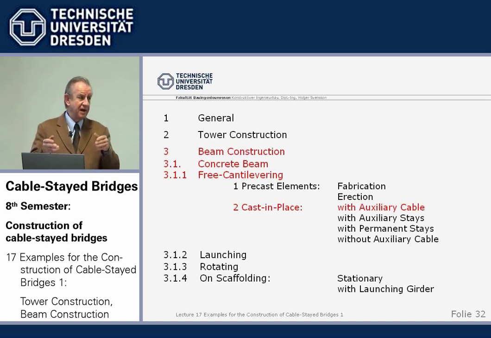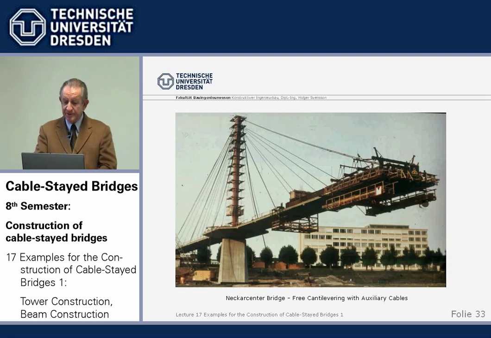Disadvantage is heavyweight, 300 tons for transportation and lifting. And how do you do the joints? Either match cast glued or cast in place joints. So those were precast. Now we come to cast in place.